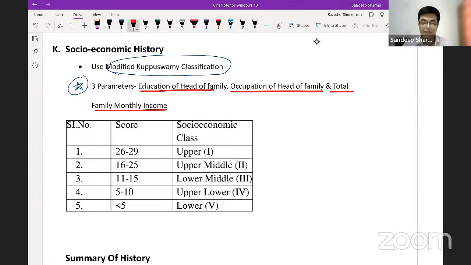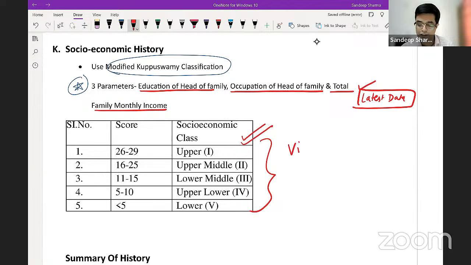And total family monthly income keeps on changing every year. So you will always download and carry the data with you. The latest data should be used. However, based upon this, the total score is calculated and the socioeconomic classes remain the same irrespective of data. So this interpretation can often be asked in your Viva exams as well.